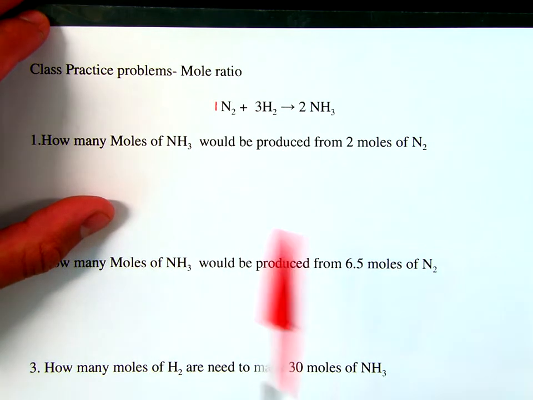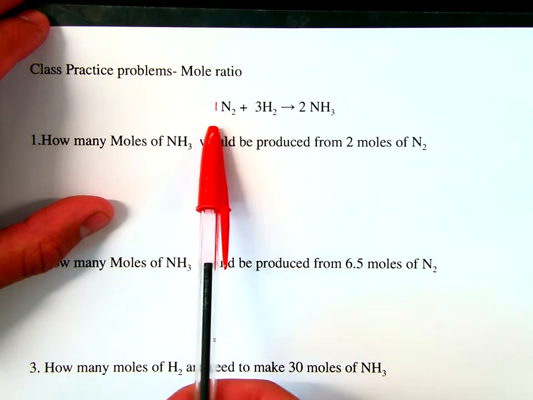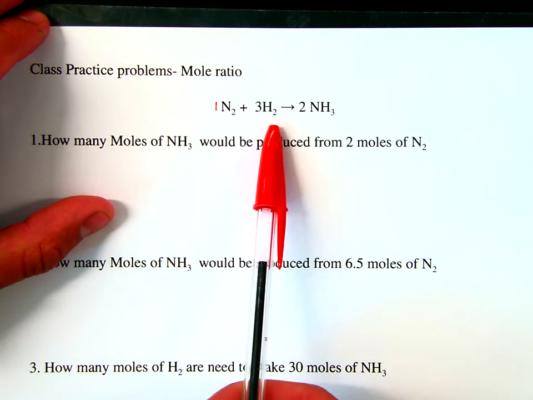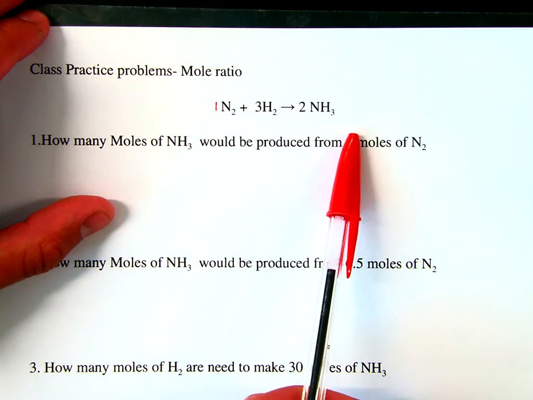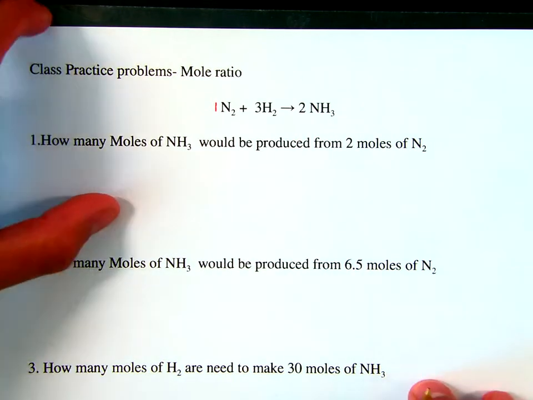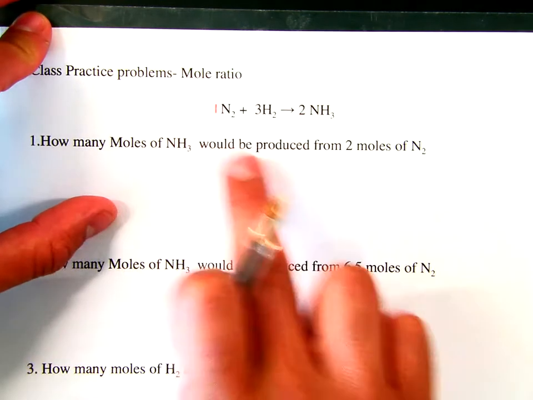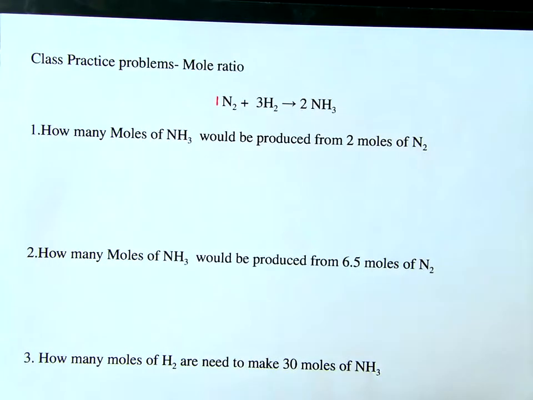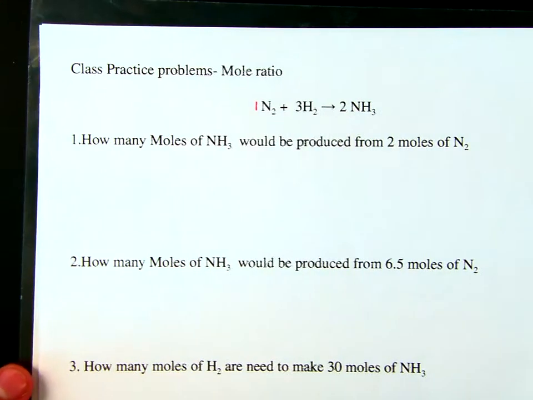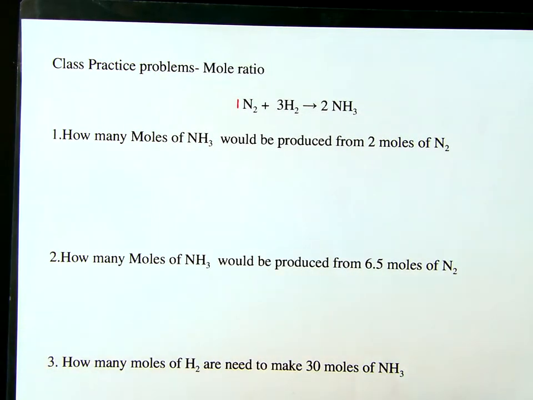It also tells us how much we need of each one, right? We need 1 mole of this and 3 moles of this in order for this reaction to occur. So these occur in what we call ratios, mole ratios, and we're going to be using that. Let's work through some practice problems, and hopefully it'll make more sense after that.